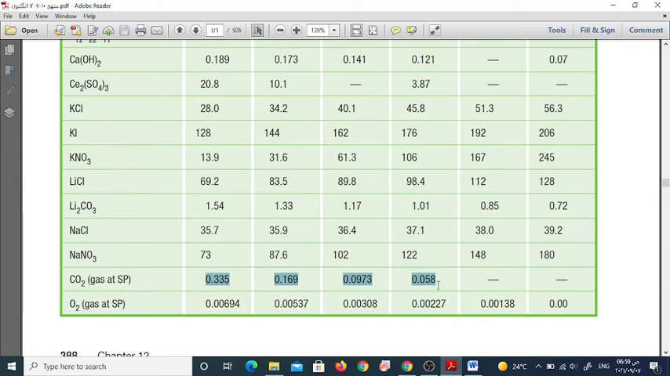So the solubility of gases decreases as we increase the temperature, and the solubility of most salts increases when we increase the temperature, except in the case of calcium hydroxide and cesium sulfate. I hope you have understood.